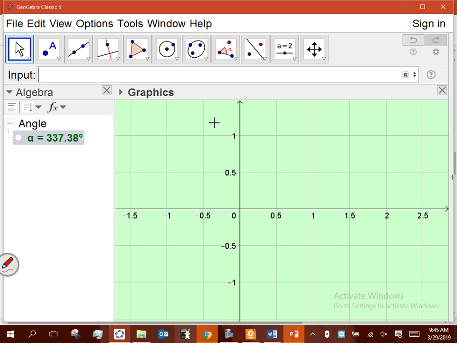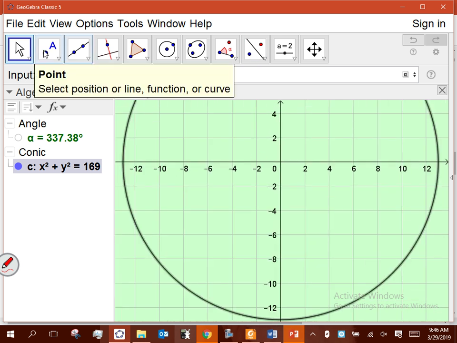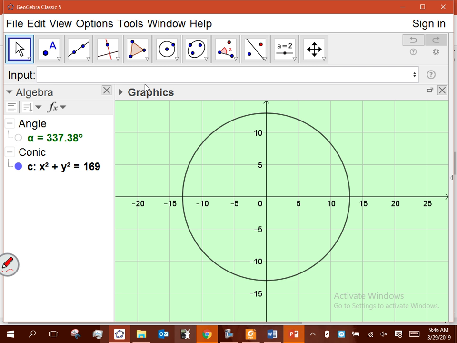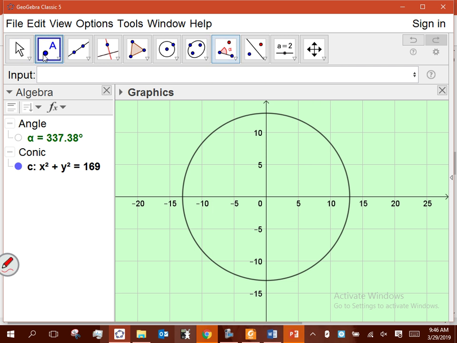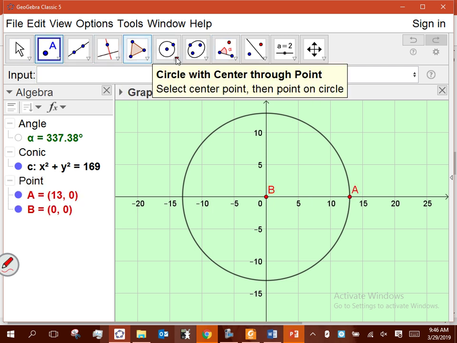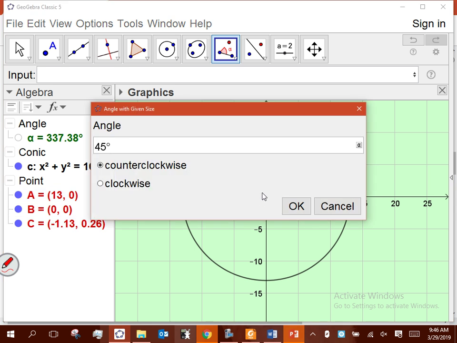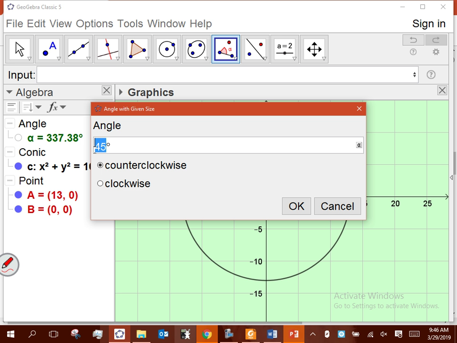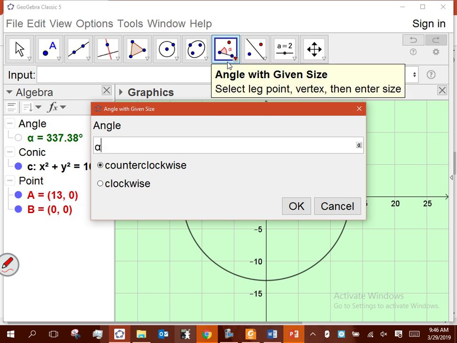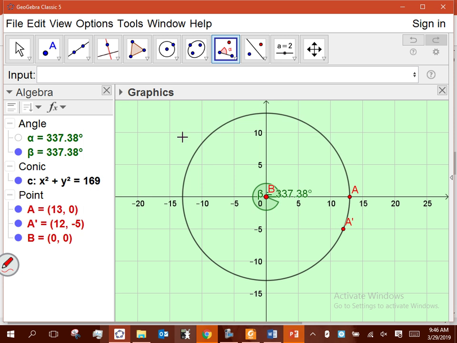Okay. So now if I just draw this circle in here, we had x squared plus y squared. We had a radius of 13, so 169 would be my circle. Okay. If we look at that angle of 337.38, we're going from A to B. We're going alpha, and we want to go counterclockwise, so put that in there. It gives me that angle. Does that make sense to everybody?